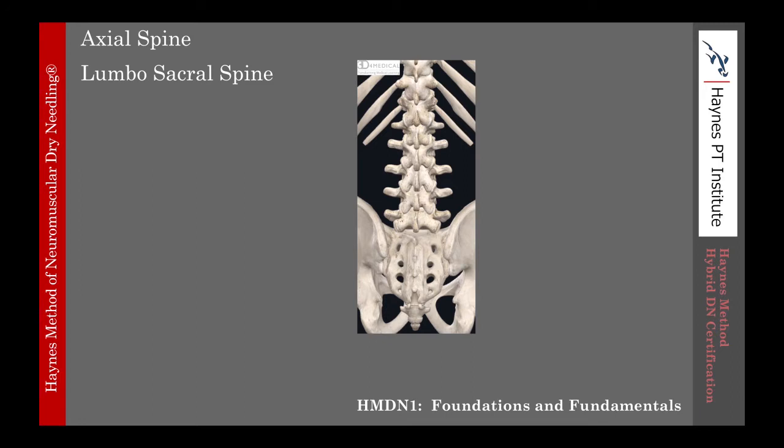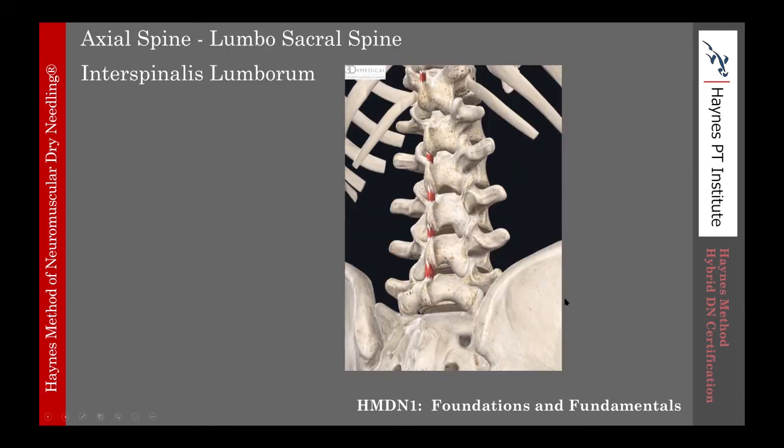so let's move on to the lumbosacral spine and the five structures that we're going to evaluate there. Here we'll look at interspinalis, longissimus, iliocostalis lumborum, lumbar multifidus, and it's not listed for some reason, but we'll also look at the psoas. So, interspinalis lumborum.